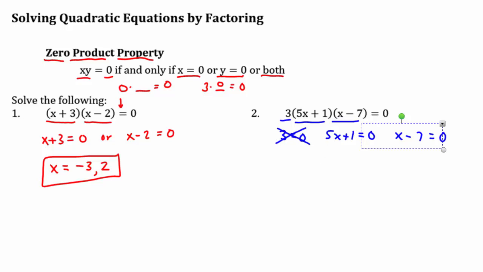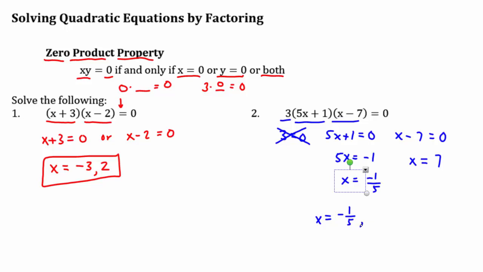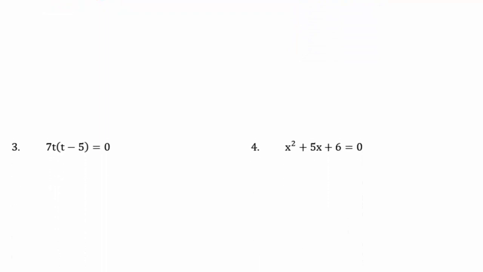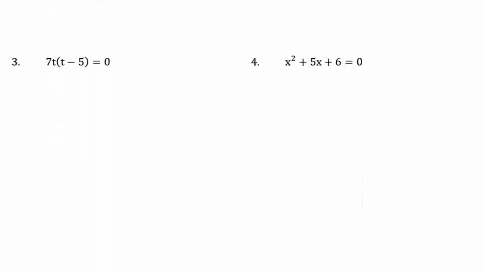For our second one, we can subtract 1 from both sides, and then divide both sides by 5, and -1 divided by 5 is -1/5. So that's one of my answers, -1/5. And then lastly, we add 7 to both sides, and we have x is equal to 7. So my two possible answers for this one are x = -1/5, or x = 7. And those are my two answers for that equation. So again, the main thing is to set one side equal to 0, factor it, and then split them up.